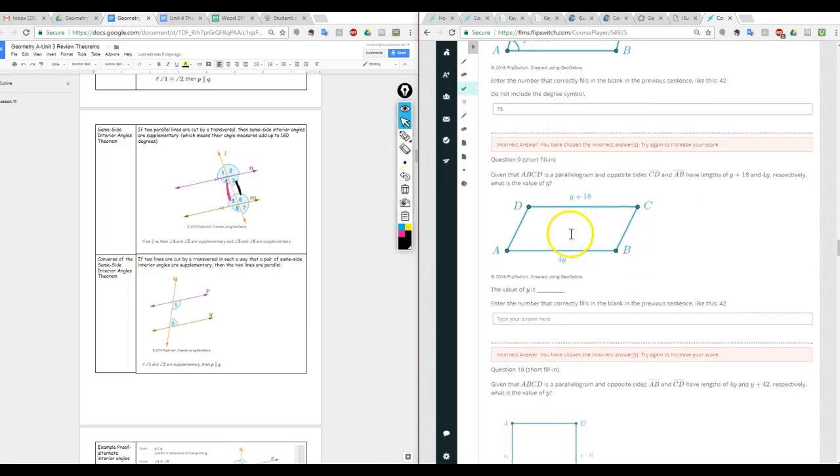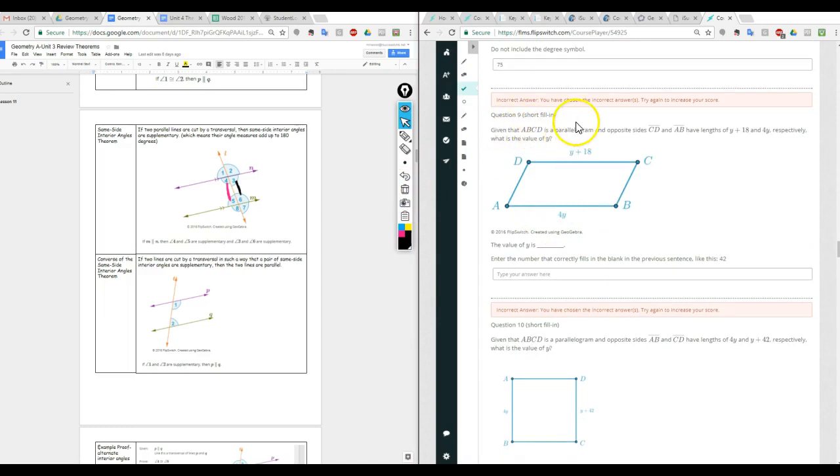So now question 9. Given that ABCD is a parallelogram and its opposite sides CD and AB have lengths y plus 18 and 4y respectively, what is the value of y? Okay, the value of y is blank. Enter the number that correctly fills in the blank in the previous sentence.